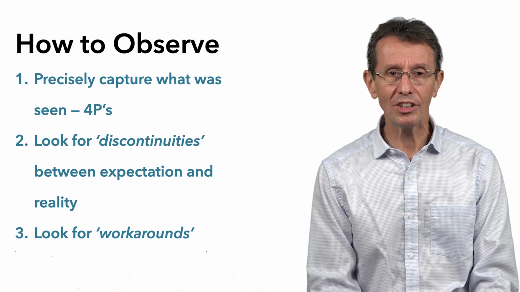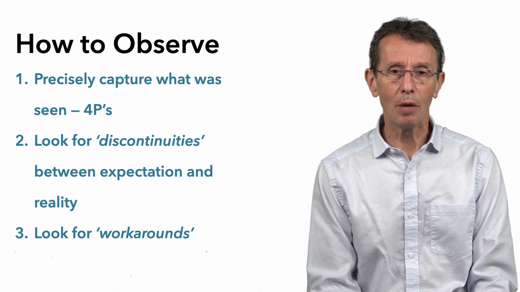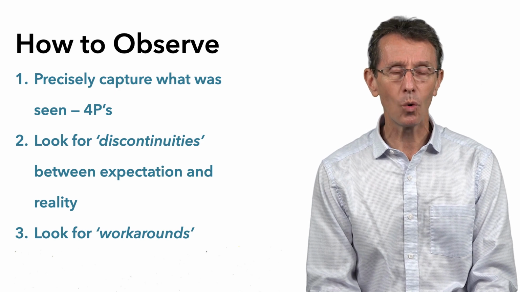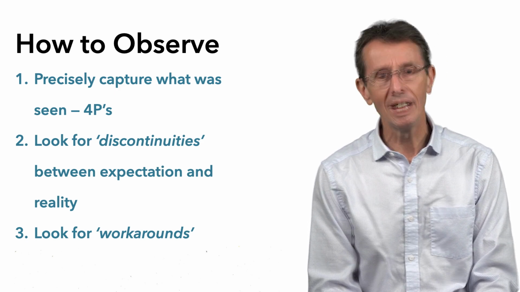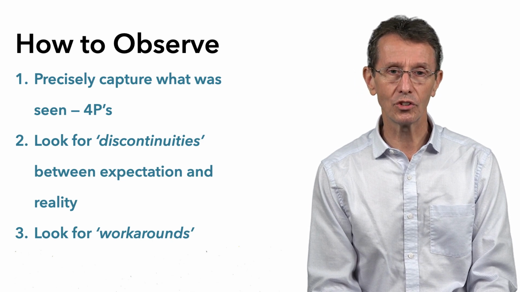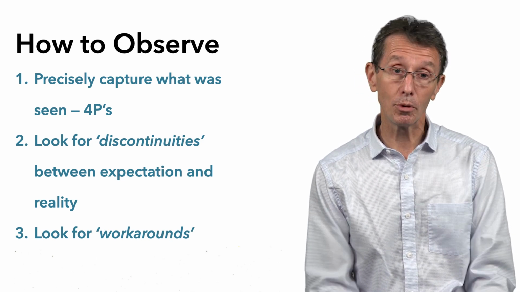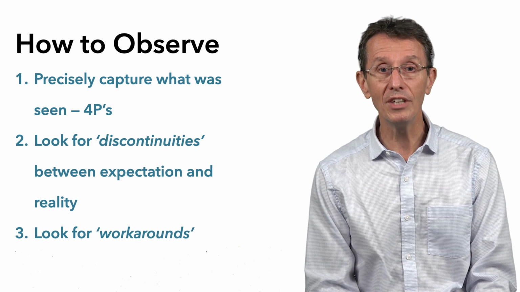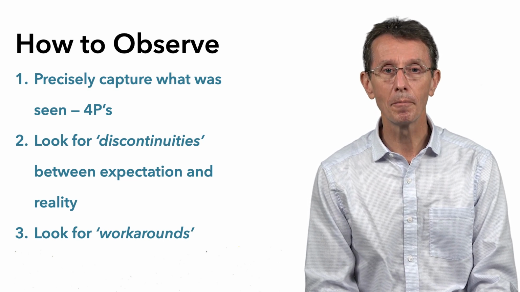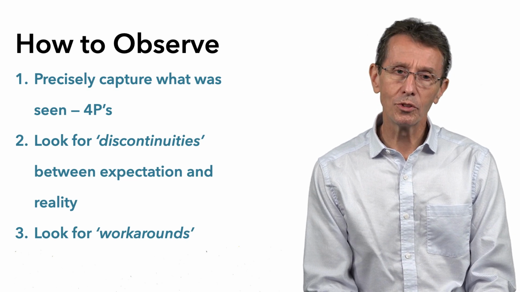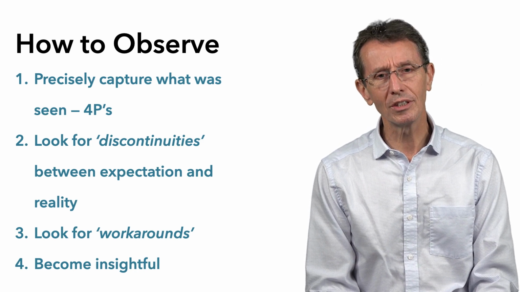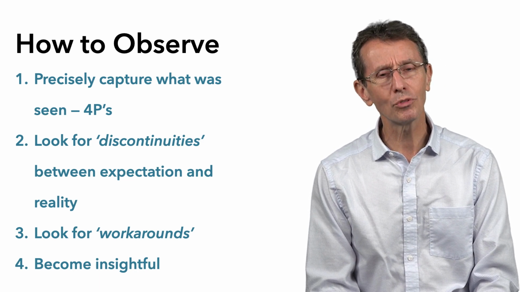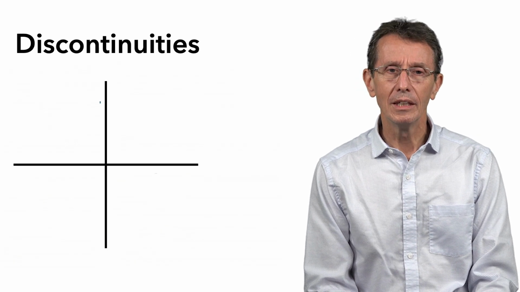As human beings, we tend to adapt to our situation, and we'll make something work even if we haven't quite got the right tools or the right materials or the right setting around us. So workarounds are interesting things for us to look for as innovators, because that prompts the question, well, how can I make the need for that workaround go away? So it's important in observational research to become insightful, to look past the obvious to, well, hang on a minute, what's really going on here?